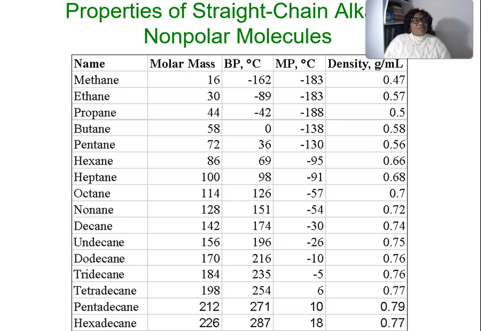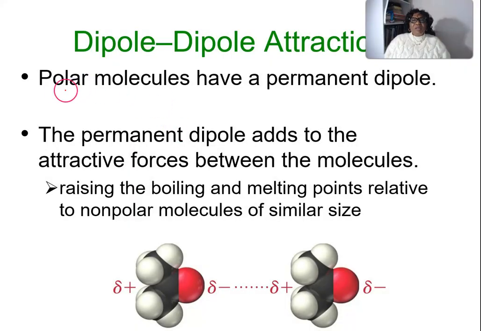Now we want to look at dipole force of attraction. That's the next intermolecular force of attraction. Polar molecules have a permanent dipole. The permanent dipole adds to the attractive force between the molecules. So on top of the London dispersion force, these molecules have dipole force of attraction, and thus raising the boiling and melting point relative to non-polar molecules of similar sizes.